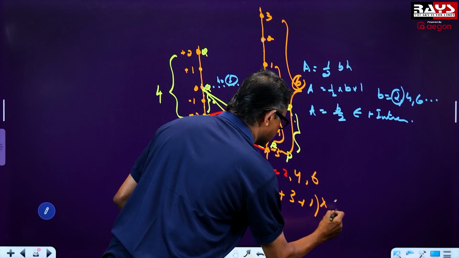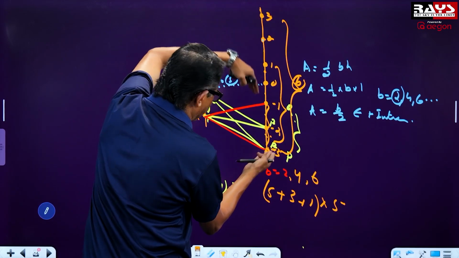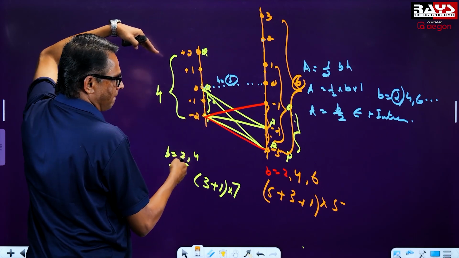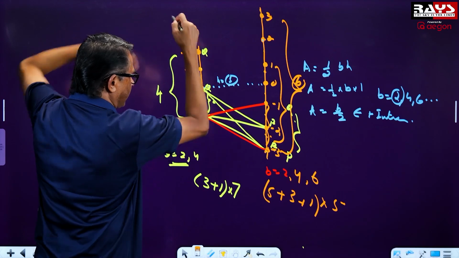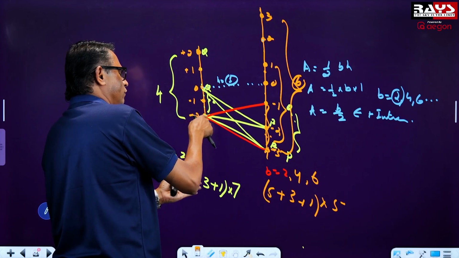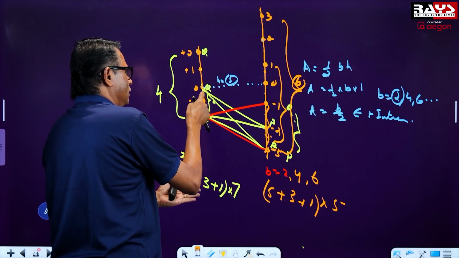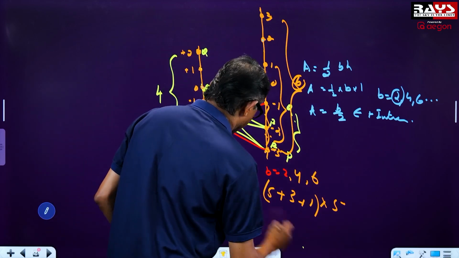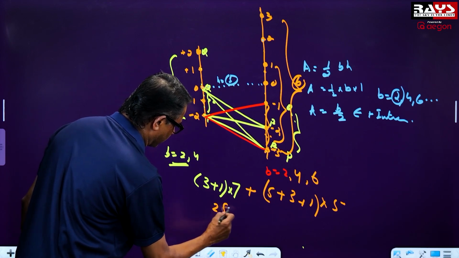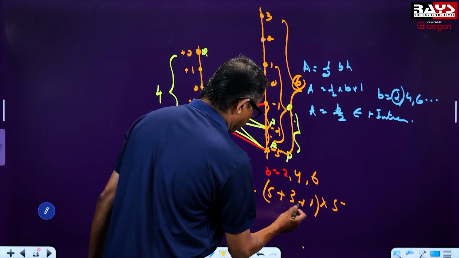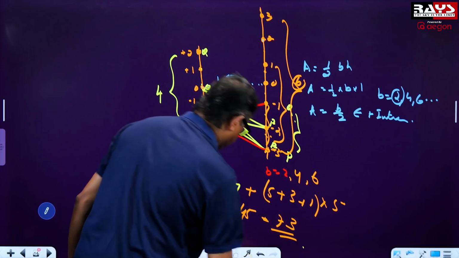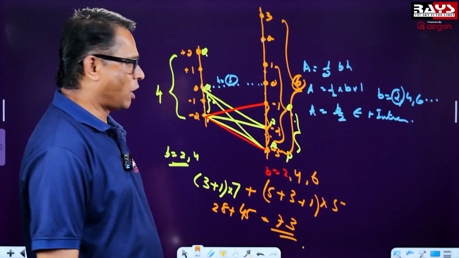And that can happen in how many ways? Into 5, because if you take P and Q here, R can be chosen this or this or this or this or this. That means 5 cases will be there. So for 2 points in this line, there are 5 ways of choosing R. So into 5. The total is 3 plus 1, 4, 4 into 7, 28, plus 8 plus 1, 9, 9 into 5, 45. 45 plus 28 is 73.